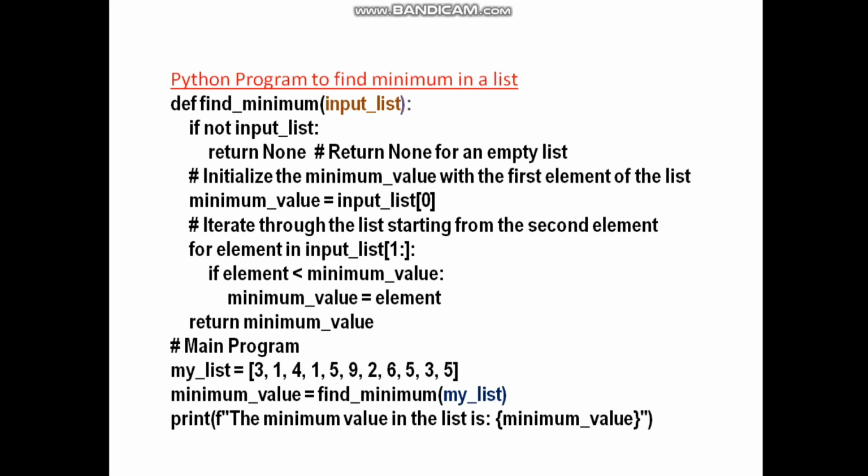What is the concept of 1 here? It will start with the first list index. The 0th list index contains a 3, and the first list index contains 1.